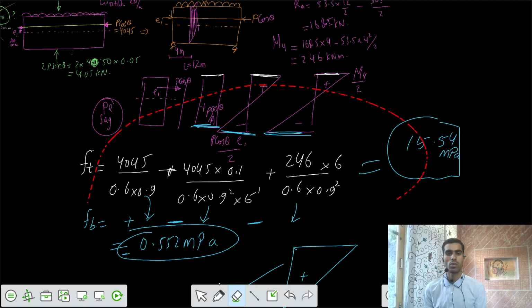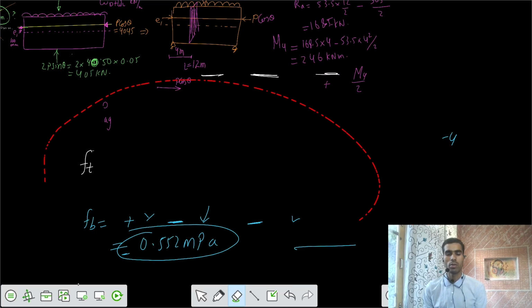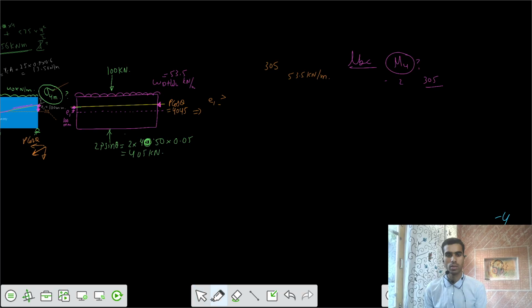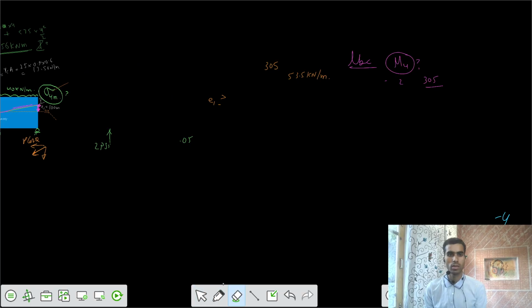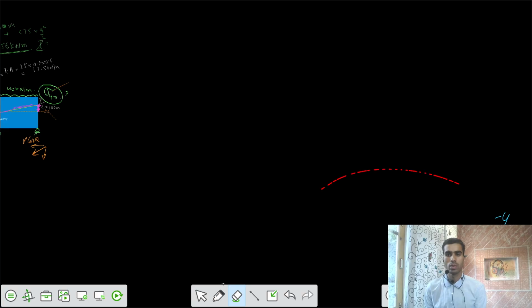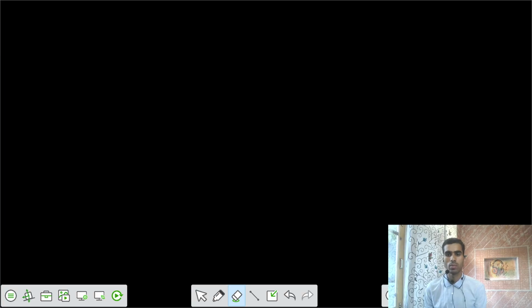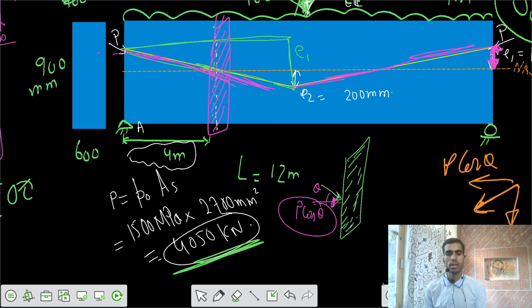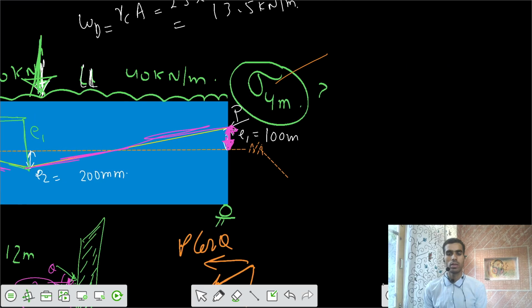So let's remove this now. We are going for the third method, that is the strength concept. So in the third method, the strength concept, we have to calculate.